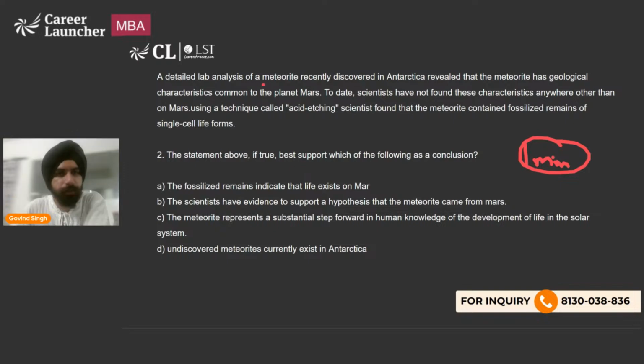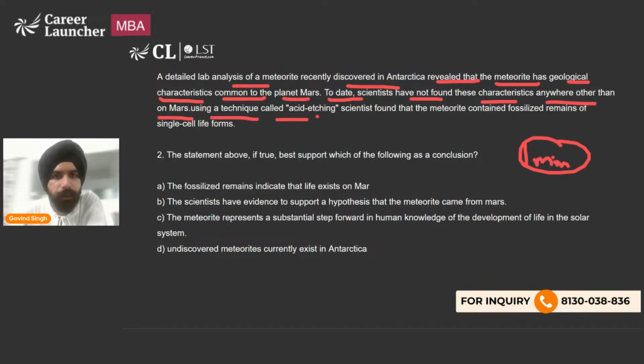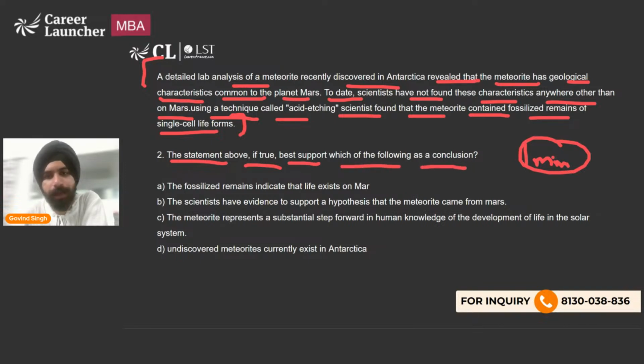A detailed lab analysis of a meteorite recently discovered in Antarctica revealed that the meteorite has geological characteristics common to the planet Mars. To date, scientists have not found these characteristics anywhere other than on Mars. Using a technique called acid etching, scientists found out that the meteorite contained fossilized remains of single cell life forms. This is the passage. Now, what do we have to do? The statement above, if true, best supports which of the following as a conclusion.